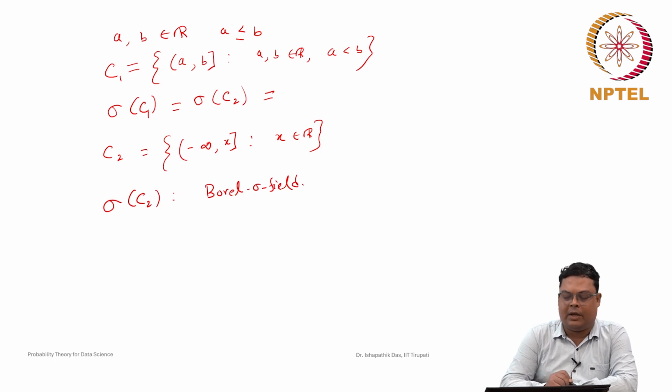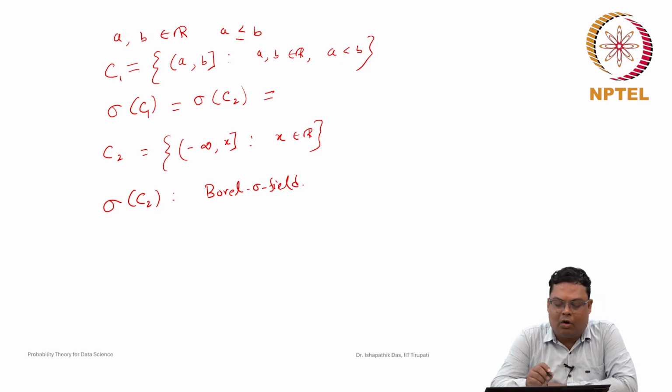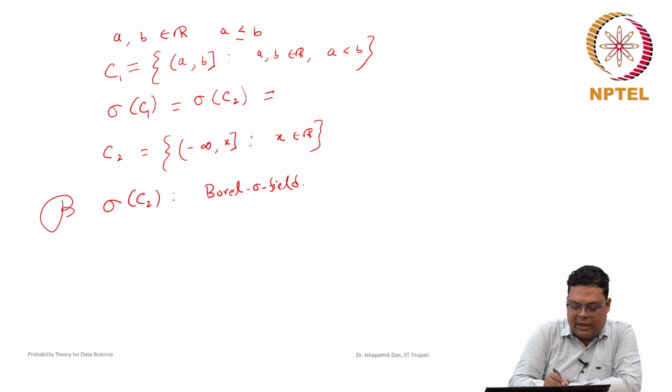Borel sigma field. So this Borel sigma field contains all the intervals, all half open, half closed intervals, even minus infinity to x intervals, all of this. So this is called the Borel sigma field, the sigma field generated by these. Let us denote it by script B. It is nothing but the Borel sigma field.